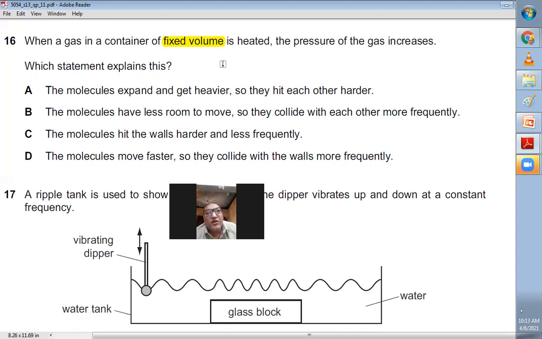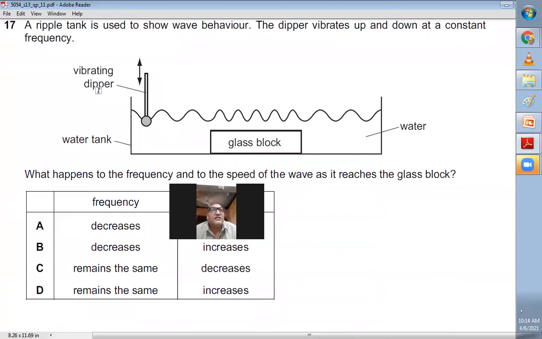The molecules hit the walls harder and less frequently. Yes, they hit the walls harder, but more frequently, not less frequently. The molecules move faster, so they collide with the walls more frequently. This is the answer. The molecules would have started moving faster. Their kinetic energy has increased because the temperature has increased. So the molecules move faster, so they collide with the walls more frequently. So D is the right answer. Question number 16, D is the right answer.